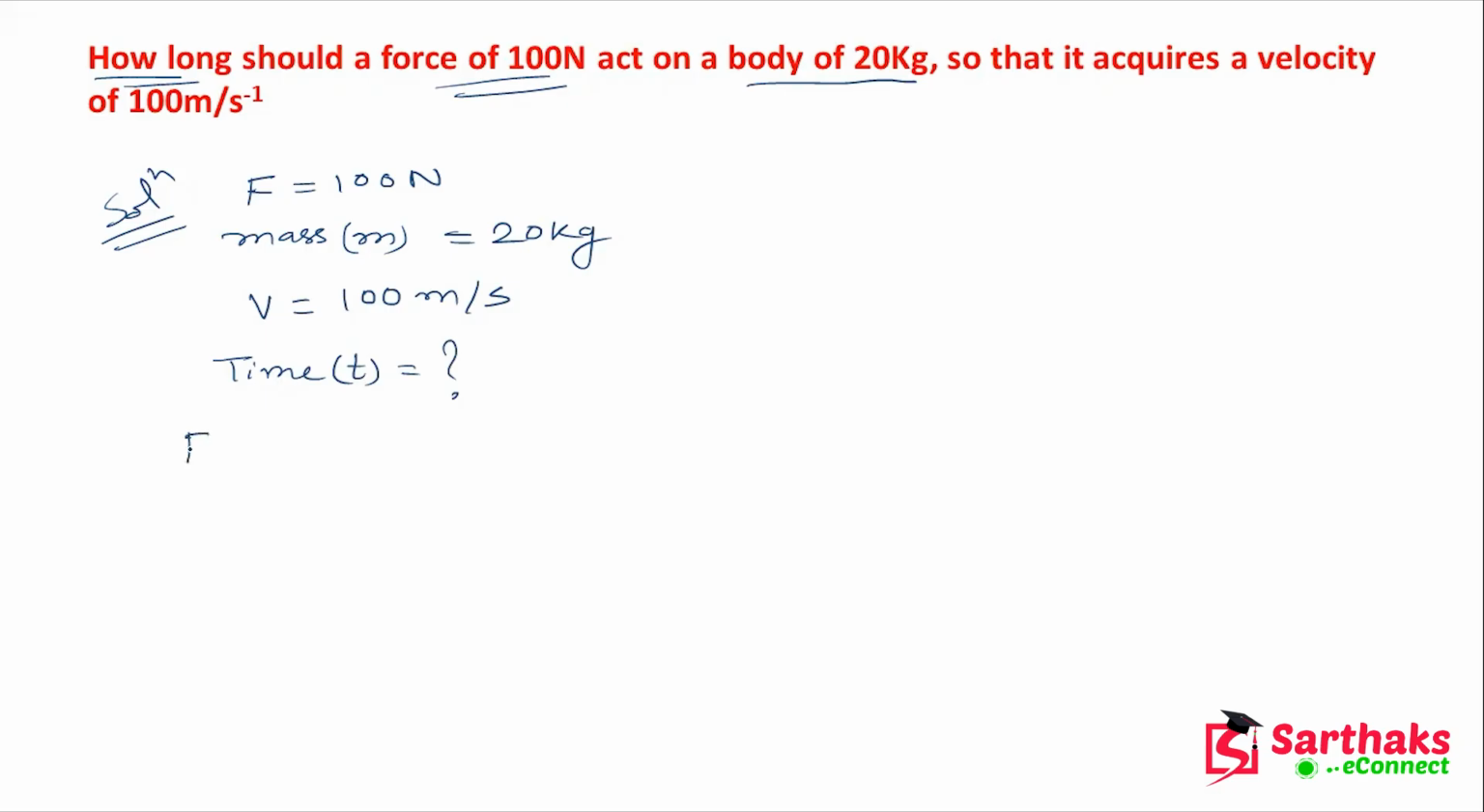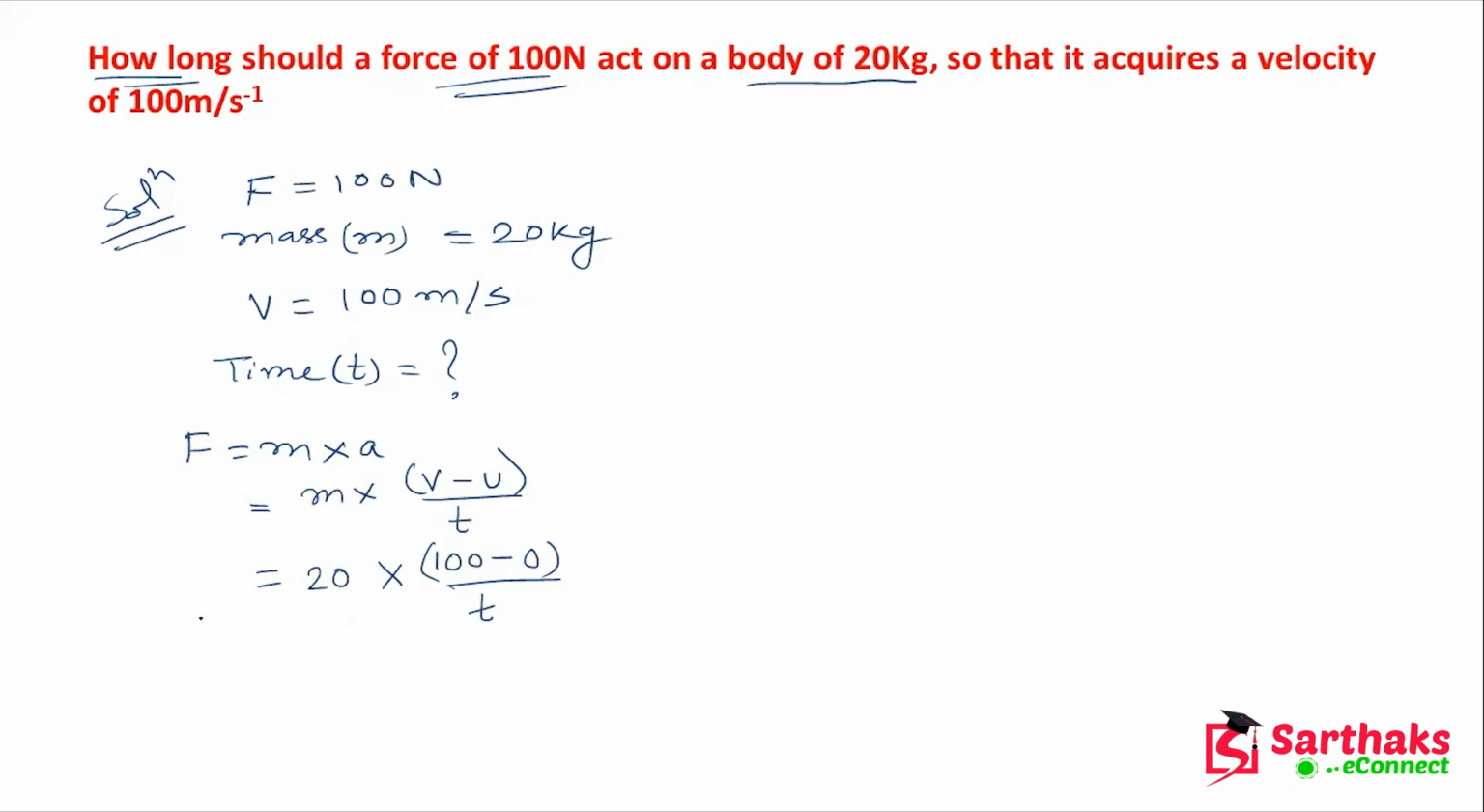Now you know that force equals mass into acceleration, and mass is 20 kg, and acceleration equals v minus u by t, where v is the final velocity, u is the initial velocity, and t is the time. So I can write here 20, and v is 100, initial velocity was 0, and time is what you have to find out.